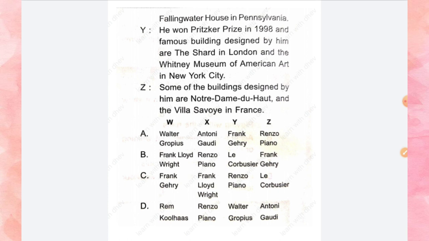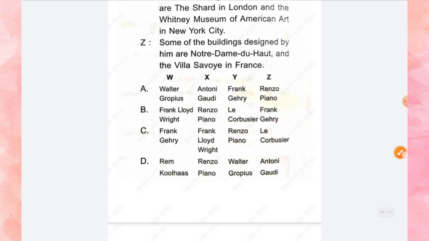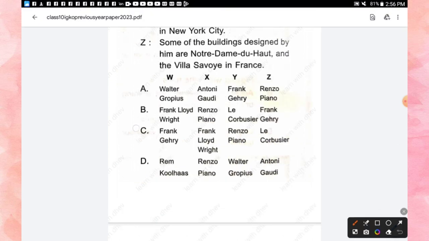The last person: some of the buildings designed by him are Notre Dame du Haut and the Villa Savoye in France. Yes, it's option C. W is Frank Gehry, X is Frank Lloyd Wright, Y is Renzo Piano, and the last person is Le Corbusier. So finally, option C is the right answer.